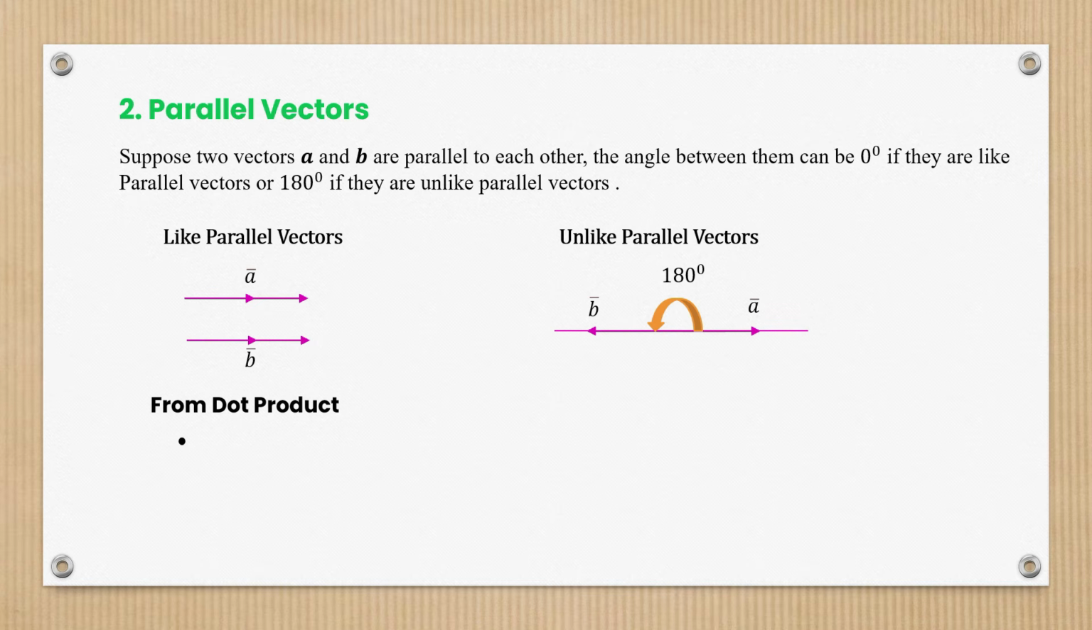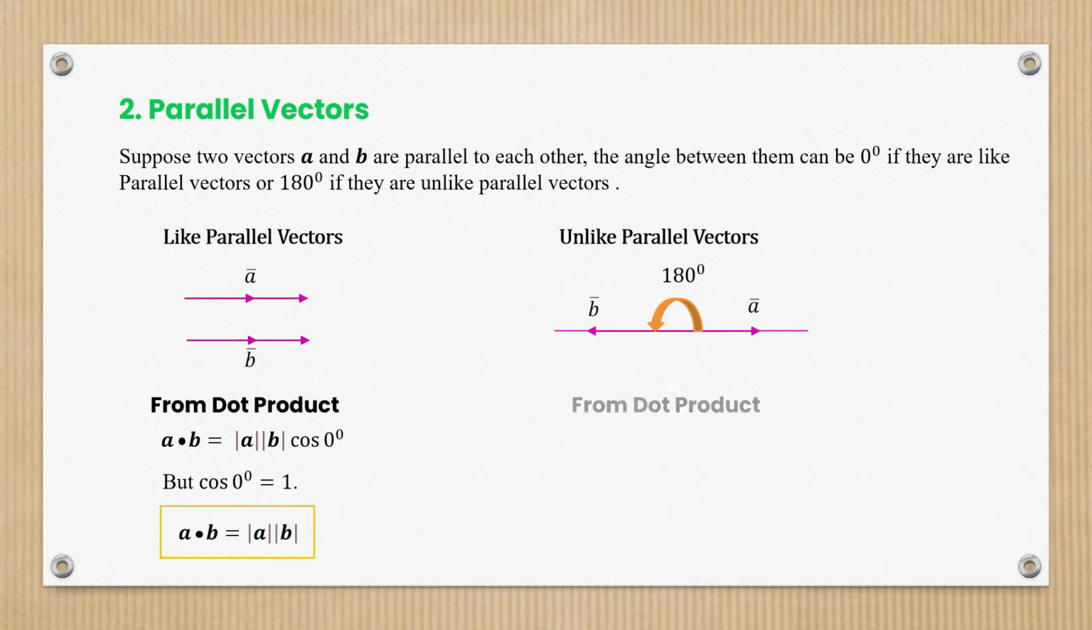Now, from the dot product A dot B, remember for the case where they are like parallel vectors, that means theta is going to be equal to 0 degrees. But remember that cos of 0 is 1. So that means that for like parallel vectors, the dot product A dot B shall be equal to the product of the magnitudes of A and B.